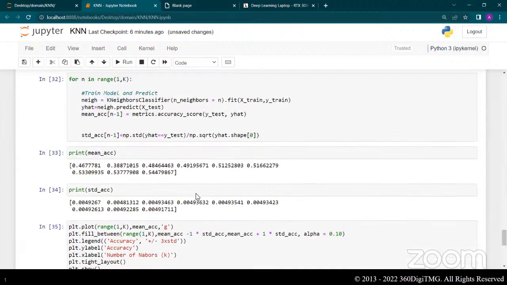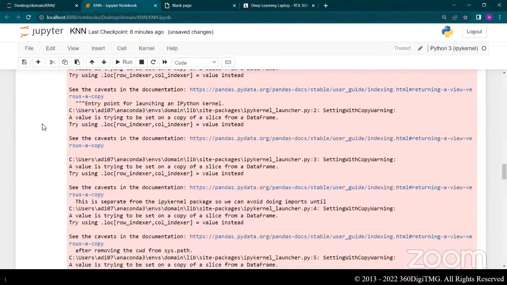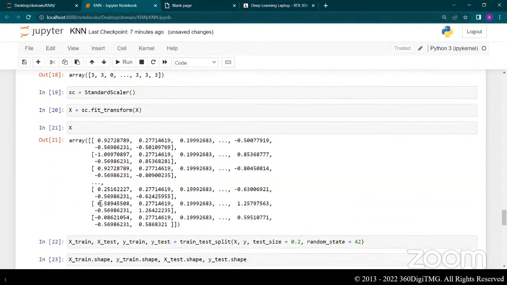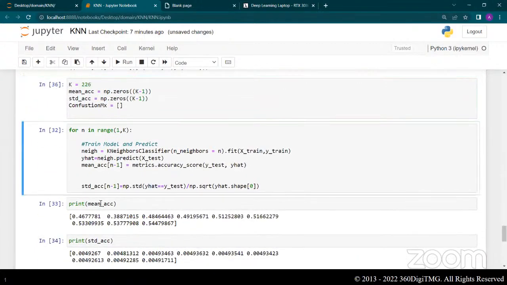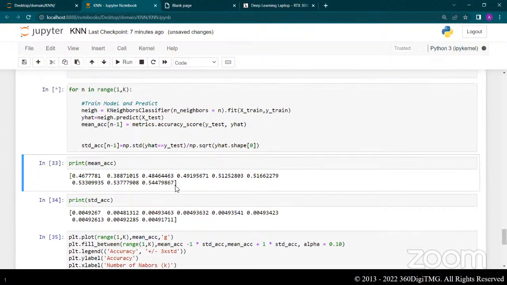So now what we'll do is we'll take K as the square root of the total count. Okay. It's roughly 226. So let's do that. Now it will take a little time for it to fit. Maybe it will not even fit. So here what we have observed is this model is not very accurate for the business problem we have at hand. Okay. This is essentially because the dataset is so diverse, it is not able to make the prediction it needs to make. So that's why we'll not be using this.